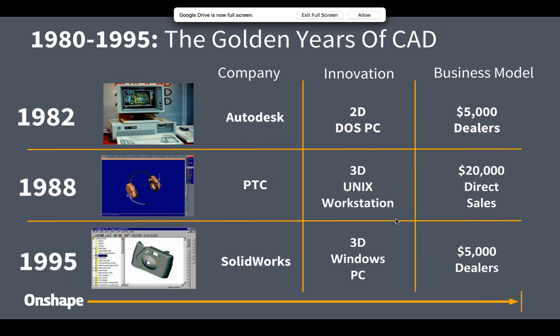And in roughly 1988, we had PTC. That was almost $20,000 direct sale, and it required a very expensive Unix workstation. Then in 1995 came SolidWorks, and SolidWorks was rare because it was $5,000, relatively cheap for a 3D CAD system, but it also ran on the standard desktop that everyone had at the time, which was the Windows PC. So that's how major CAD systems have evolved over time: they've grown to be more consumer friendly and less costly. And you'll see this follows a trend when we start talking about Onshape. So this is how it got started.